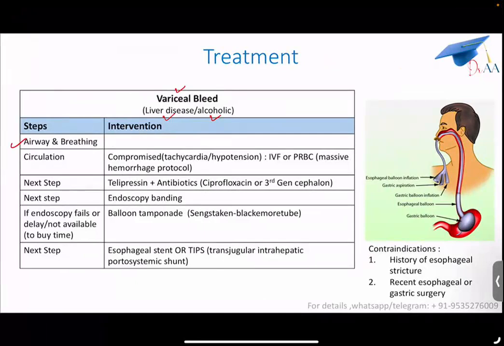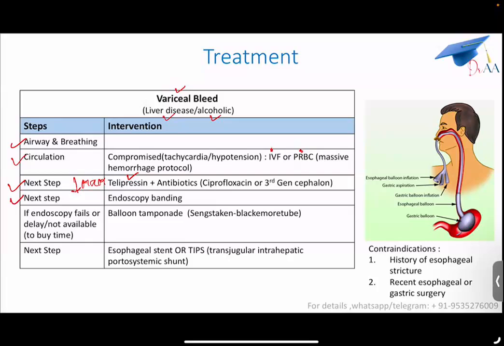First, airway and breathing. If it's compromised, you will secure it. Then go ahead and see the circulation. If they are not hemodynamically stable, first start on either fluids or blood. Blood is preferred over the fluids. The next step is giving terlipressin along with antibiotic, but giving terlipressin is the most important because it reduces morbidity and mortality.